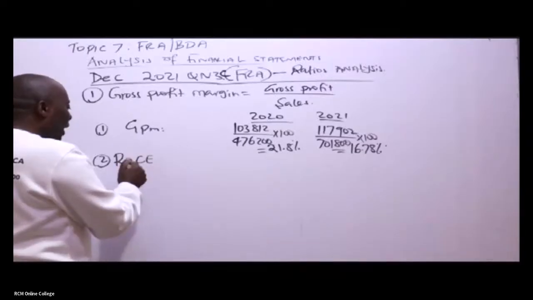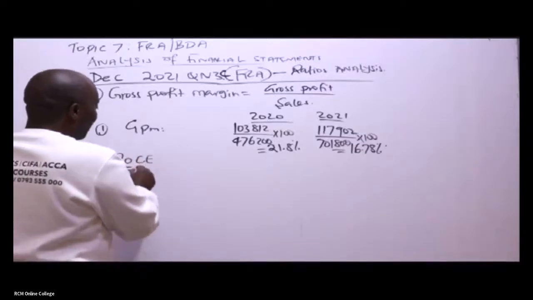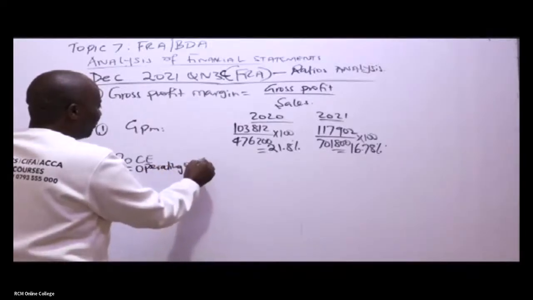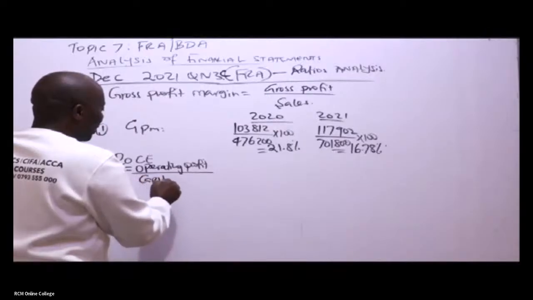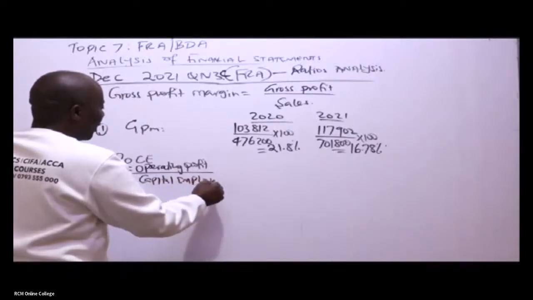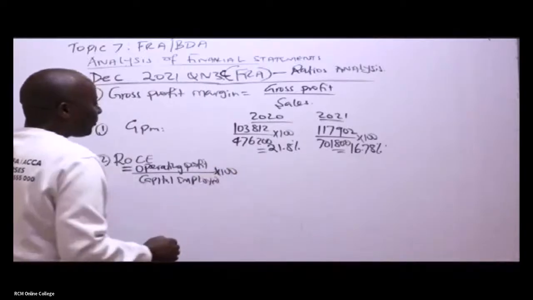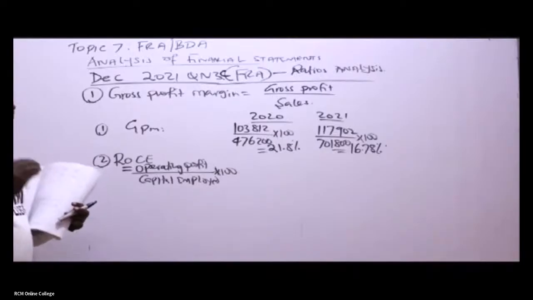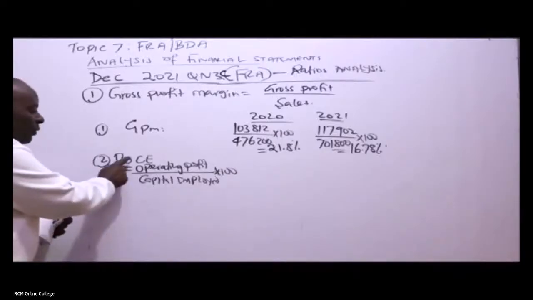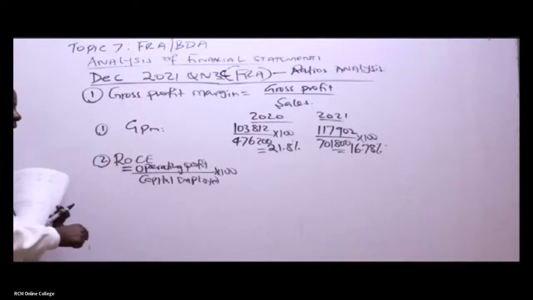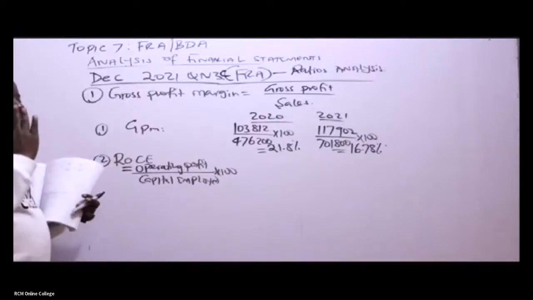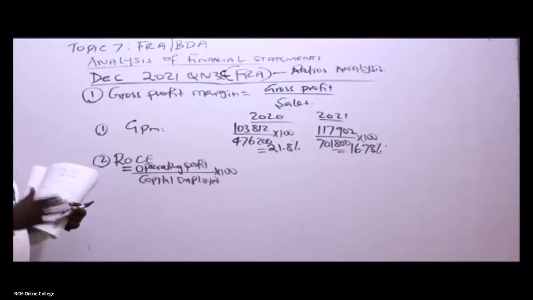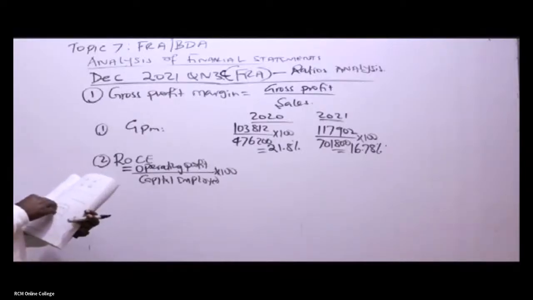Whenever I see this O, I am able to remember ROCE return is operating profit. So this is operating profit over capital employed times 100. So anytime you see ROCE, return on capital employed, you take operating profit because of this O. Never forget it. So it's not profit after tax. No, it is return on capital employed. You take operating profit, you divide this by capital employed times 100.